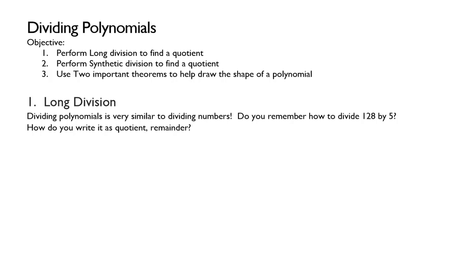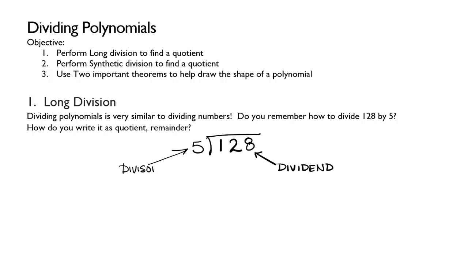Dividing polynomials is very similar to dividing numbers. Do you remember how to divide 128 by 5? How do you write it as a quotient and remainder? Let's just do a really quick review of that. If you have 128, this is the dividend. The number out front that you are dividing by is called the divisor. And the number you get at the end is called the quotient.